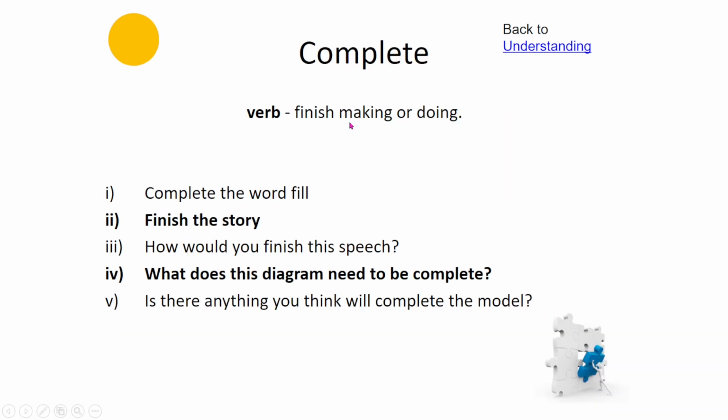Complete: finish, making or doing as a verb. Complete the word, fill in, finish the story. How would you finish this speech? What does this diagram need to be complete?